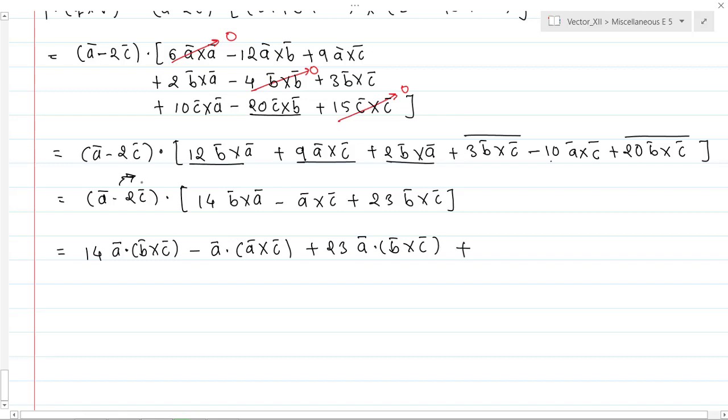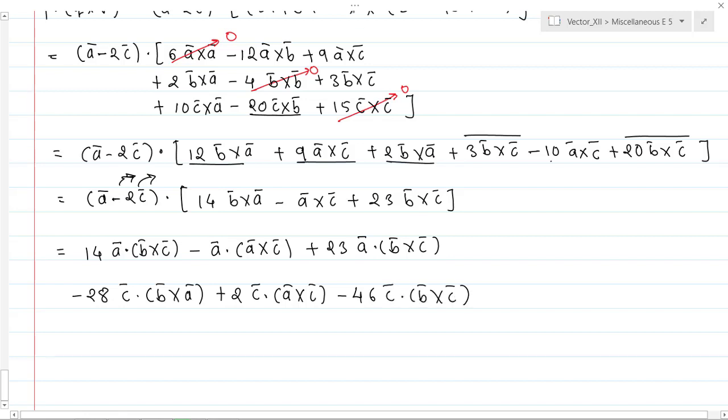Now let's take this 2c bar, so this is originally negative, so we'll have the negative sign, so minus of 22 into 14, so it will be 28 c bar dot b bar cross c a bar, then we have minus minus plus 2 c bar dot a bar cross c bar, and we have minus 46 c bar dot b bar cross c bar.